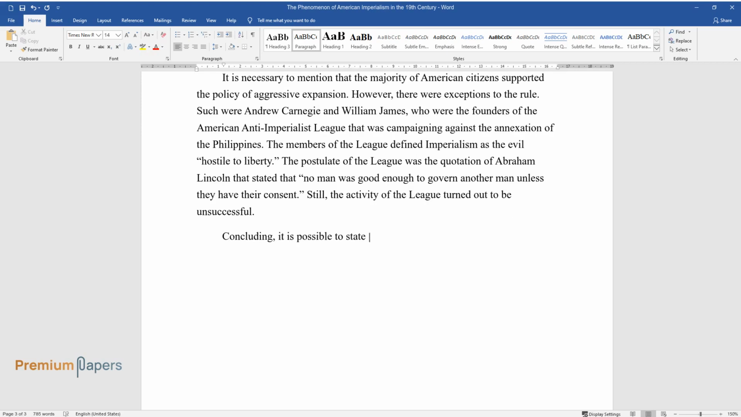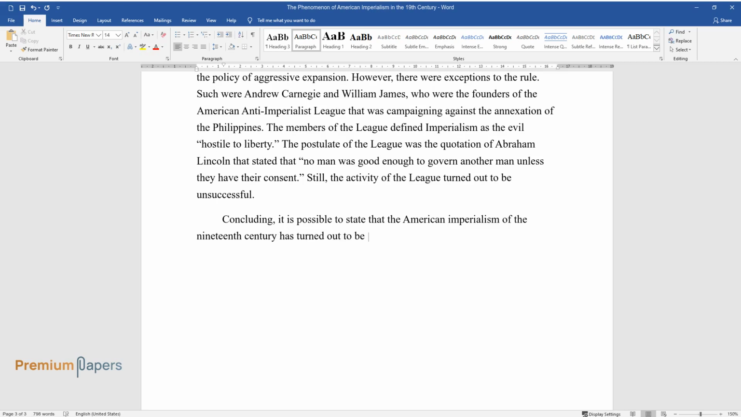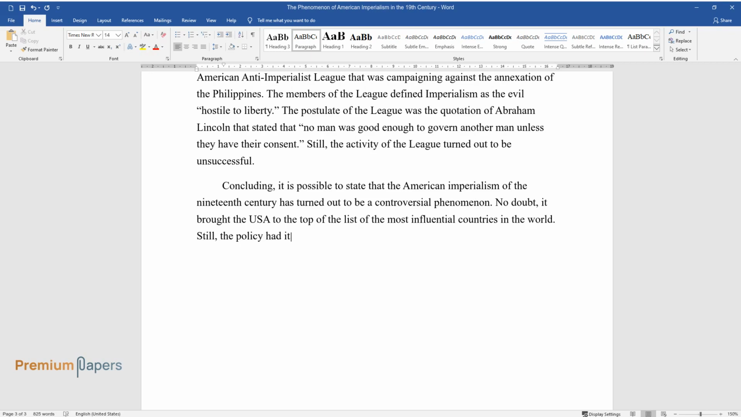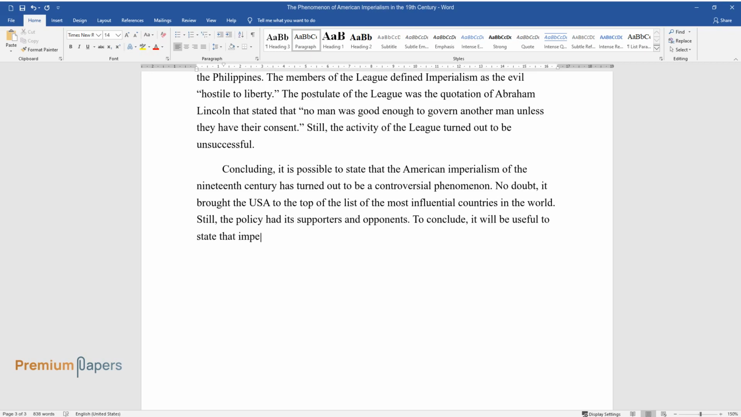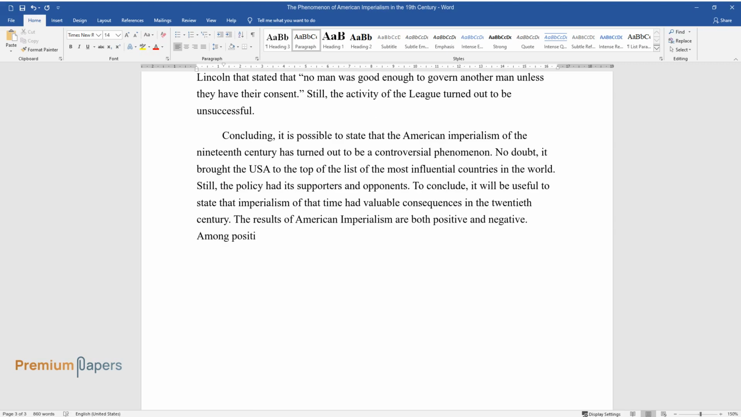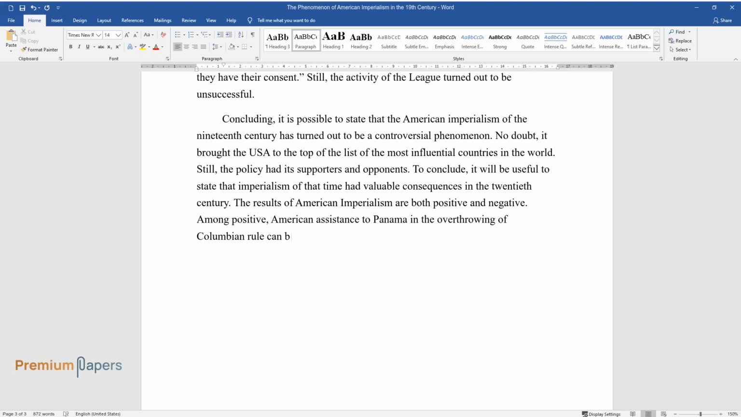Concluding, it is possible to state that the American imperialism of the 19th century has turned out to be a controversial phenomenon. No doubt, it brought the USA to the top of the list of the most influential countries in the world. Still, the policy had its supporters and opponents. To conclude, it will be useful to state that imperialism of that time had valuable consequences in the 20th century. The results of American imperialism are both positive and negative. Among positive, American assistance to Panama in the overthrowing of Colombian rule can be mentioned.